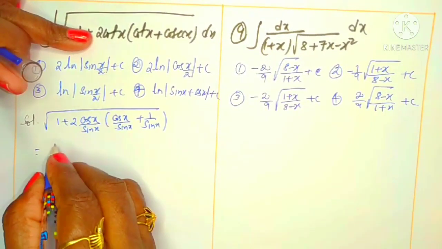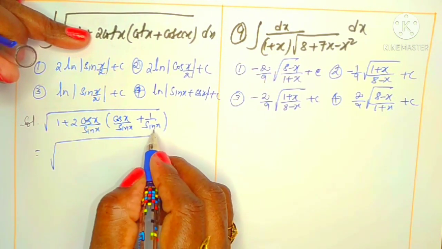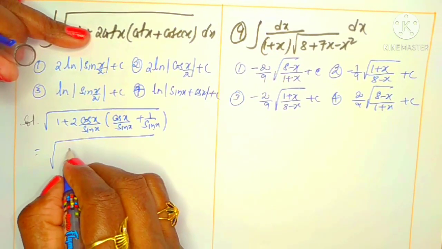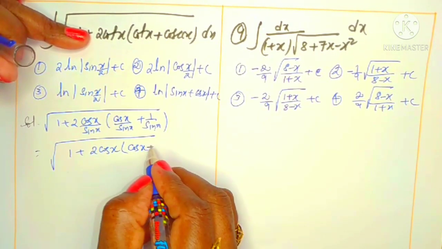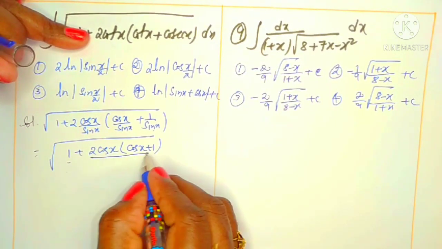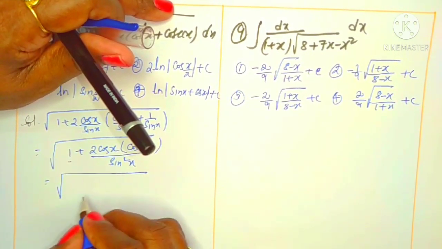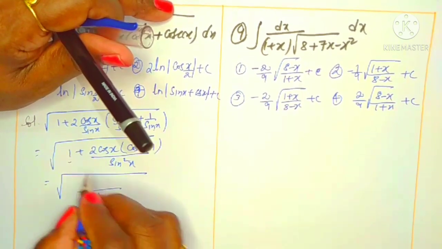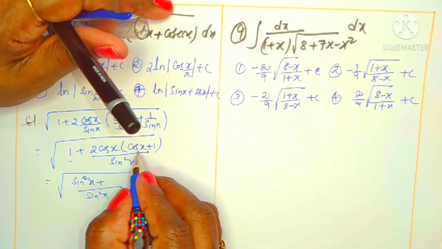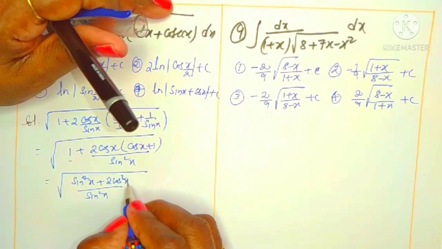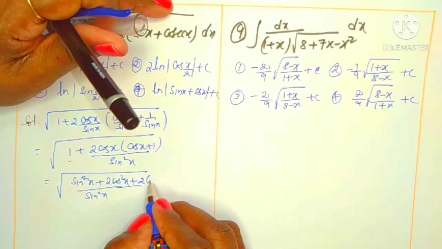Okay, right. It is root over, here sin x is the LCM, cos x plus 1 will come, sin x into sin x is sin square x, which means 1 plus 2 cos x into cos x plus 1 by sin square x, right? Now by taking the LCM, root over sin square x is the LCM. Here 1 into sin square x is sin square x, plus 2 cos x into cos x is 2 cos square x, plus 2 into cos x plus 1 is 2 cos x.